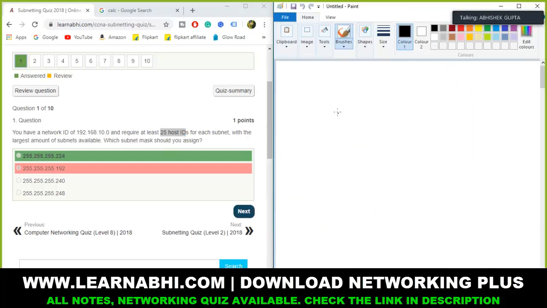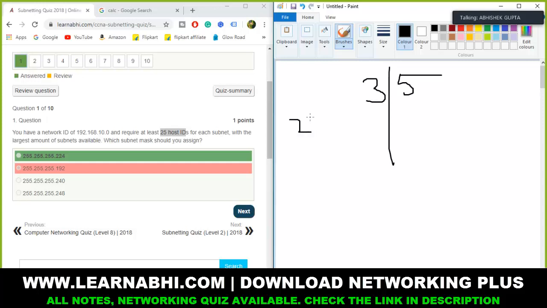So what we have to do is, for example, how many host bits will you take so that you will get at least 25 host addresses? So at least we need 1, 2, 4, 8, 16, 32. We need 5 host bits, correct? So these are the 5 host bits and 3 bits are remaining in the host part, correct?